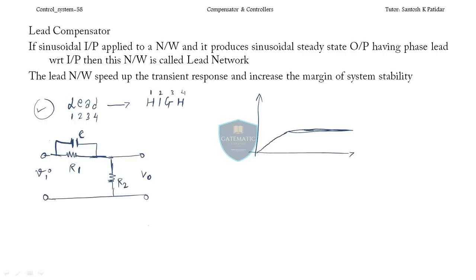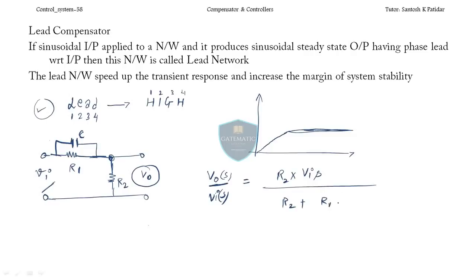Now what you have to do is find V0 by Vi, the transfer function. So V0 divided by Vi(s). How will you find it? R2 into Vi(s) divided by R2 plus the parallel combination of R1 and 1 by SC1. When you solve this, directly I'm writing, you can do this, you are all smart. What you will get is R2 (1 plus SC1 R1) divided by R1 plus R2.